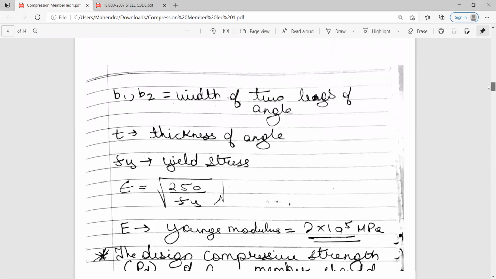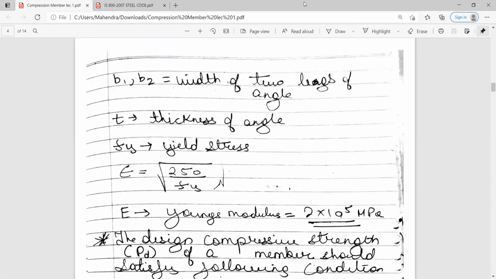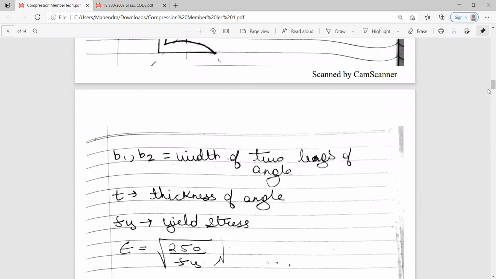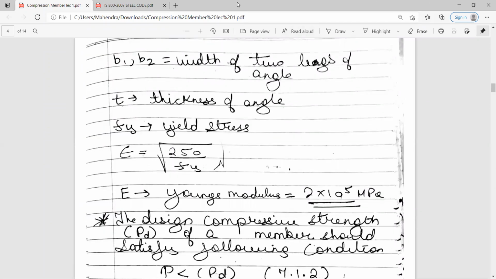Now here B1 is nothing but the width of two legs of the angle, as I've shown you in the IS code. T is nothing but the thickness of the angle. Fy is nothing but the yield stress. Mostly yield stress we are going to consider as 250 only. So epsilon is under root of 250 by Fy. As we consider Fy as 250, mostly the value of epsilon will be 1. Then E is nothing but your Young's modulus, that is modulus of elasticity. For that you have to consider the value 2 into 10 raised to power 5 megapascal. So do up till here, then we shall proceed further.